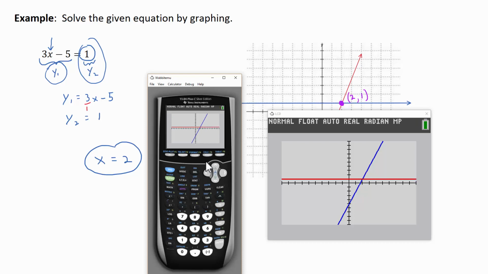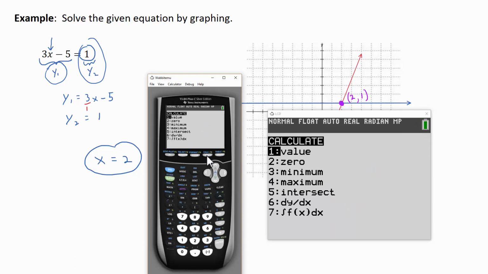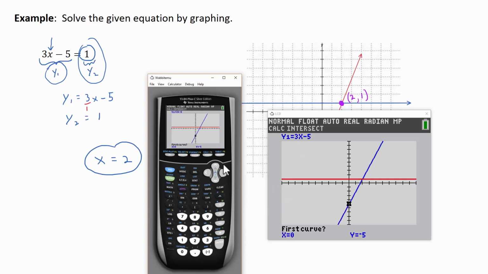And we can even make it look for the intersection point. If you go to second function, the trace button right here, go over to number 5, or just press 5 on your keypad, and it will look for the intersection point. Sometimes you need to get the cursor close to where the intersection point is if you have more complicated curves. Here it really doesn't matter.